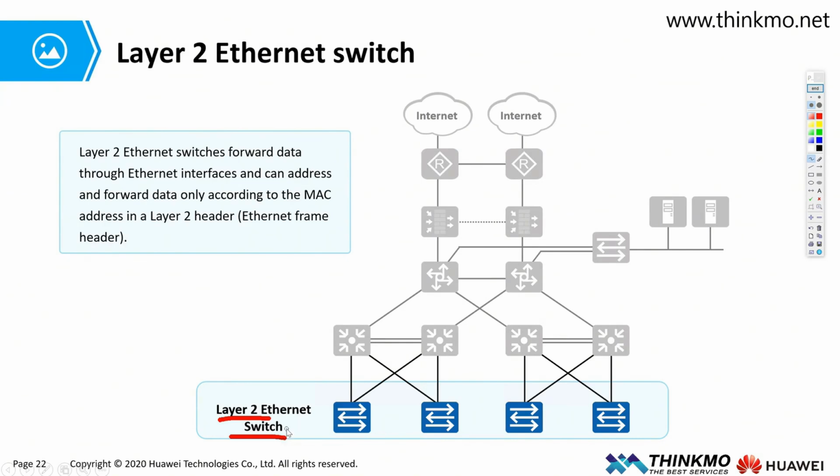Access layer switches are usually layer 2 switches, meaning they operate at the data link layer, which is the second layer of the TCP/IP model. This means that at the data link layer, they will forward data packets based on MAC addresses. Layer 2 switches refer to those that use Ethernet interfaces to forward data, and can only do so based on the second layer, that is to say, our data link layer uses the MAC address in the Ethernet header for addressing and forwarding. In future projects, we might also encounter layer 3 switches.